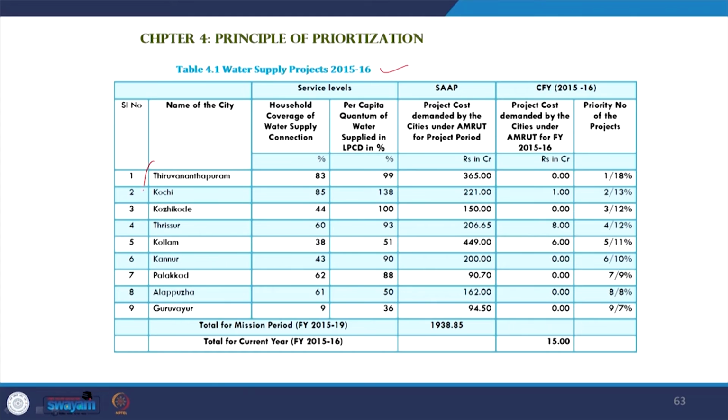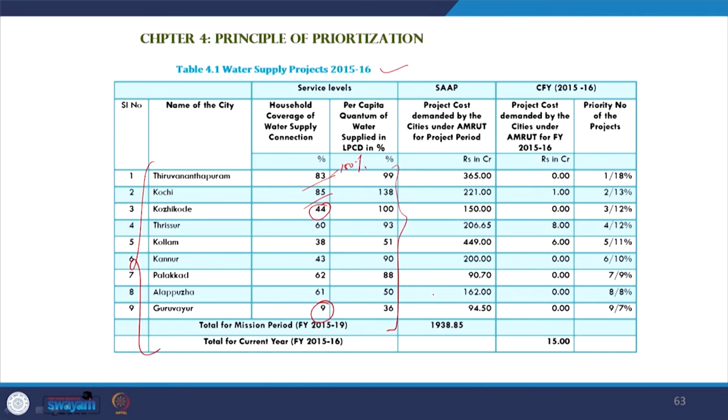Here all the names of the cities are given, and then they look at the service level. Their service level target has to be 100%. So we see that they identify the household coverage of water supply connections: the status was 83, 85, 44 here, and Guruvayur as low as 9%.